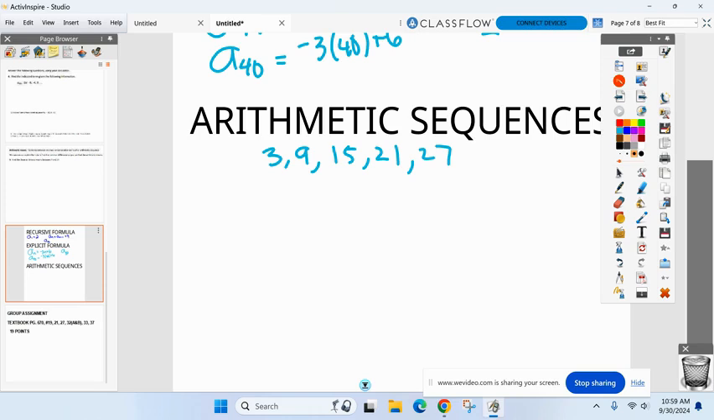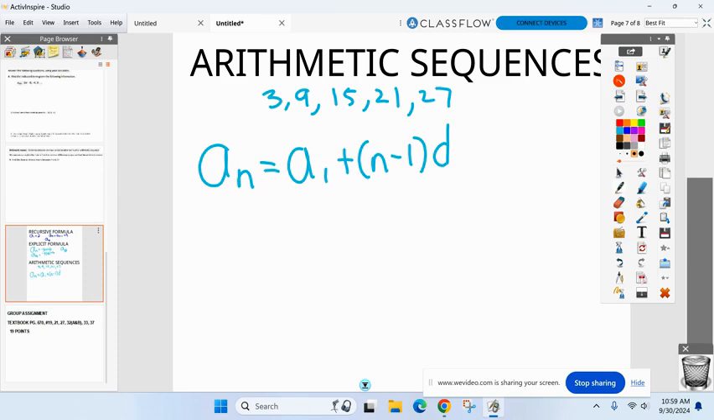If it's arithmetic, you use one formula and one formula only. That's on the right-hand side, which is a sub n equals a1 plus n minus 1 times d. Let's go through each piece real quick before I go over the last problem in your notes. What's that one mean? The first number.